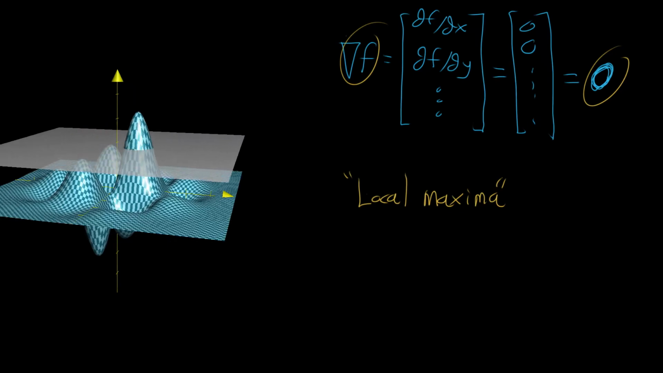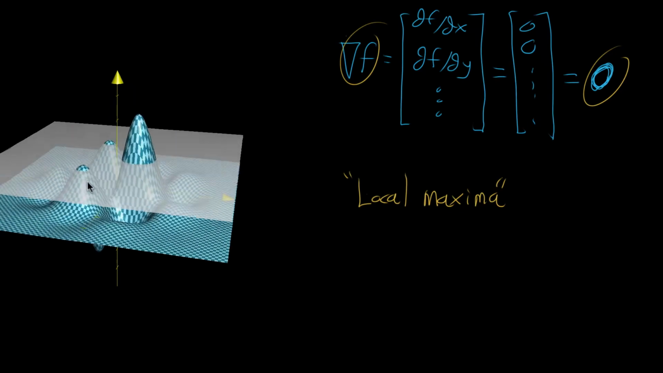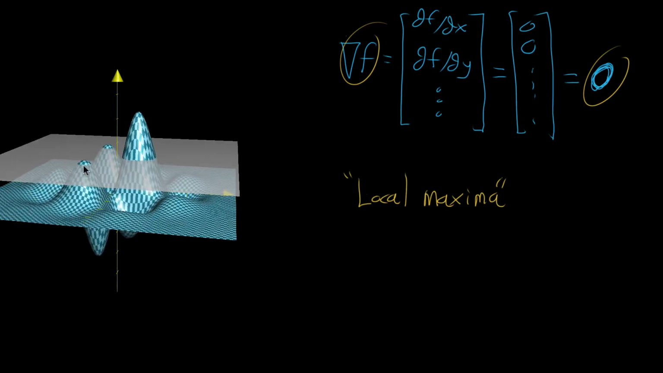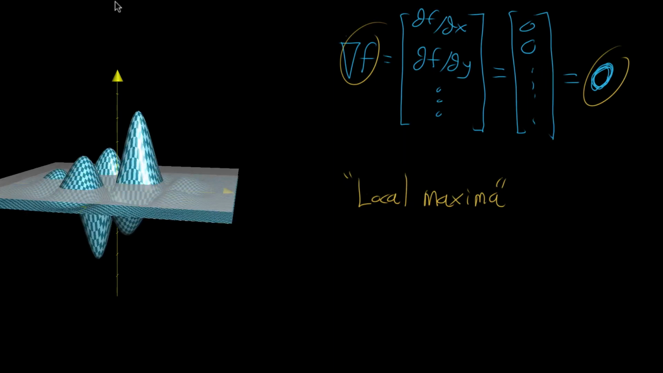But this will give you some other points, like the little local maxima here, the bumps, where the value of the function at that point is higher than all of the neighbor points. You know, if you walk in any direction, you're going downhill. So that's another thing you're going to, incidentally, pick up by looking for places where this tangent plane is flat.